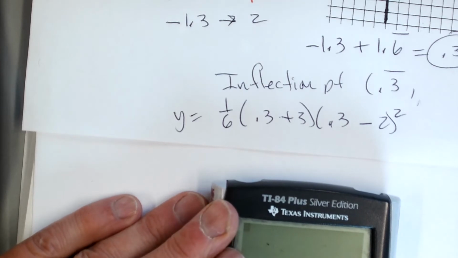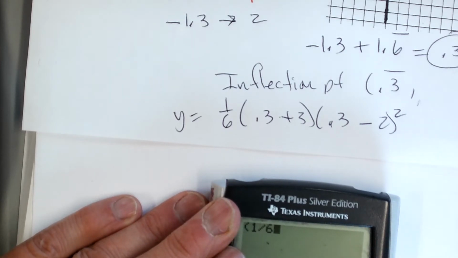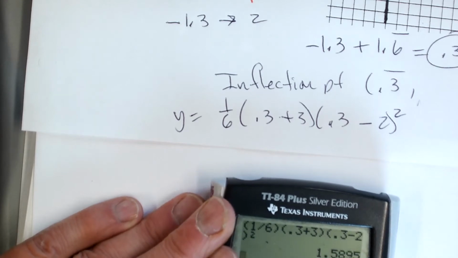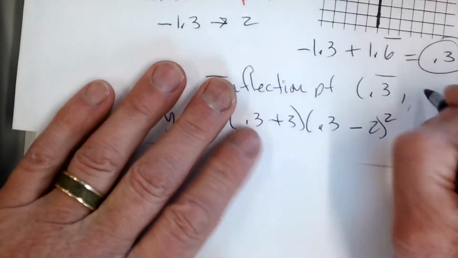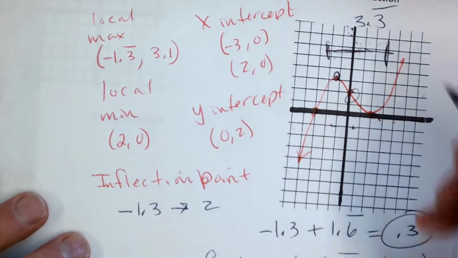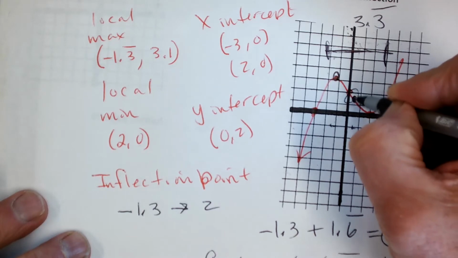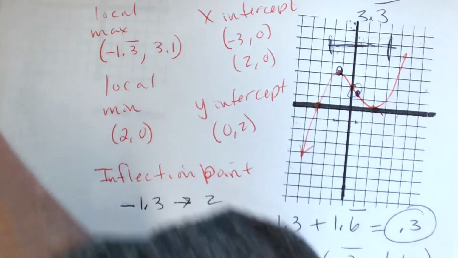Now I'll review what I've done here in a second. So I've got 1/6, 1 divided by 6, times 0.3 plus 3 times 0.3 minus 2 squared, and I get an answer of about 1.6. So that's where my inflection point is probably at, about 0.3 and about 1.6, right about there. All right, highlight that.